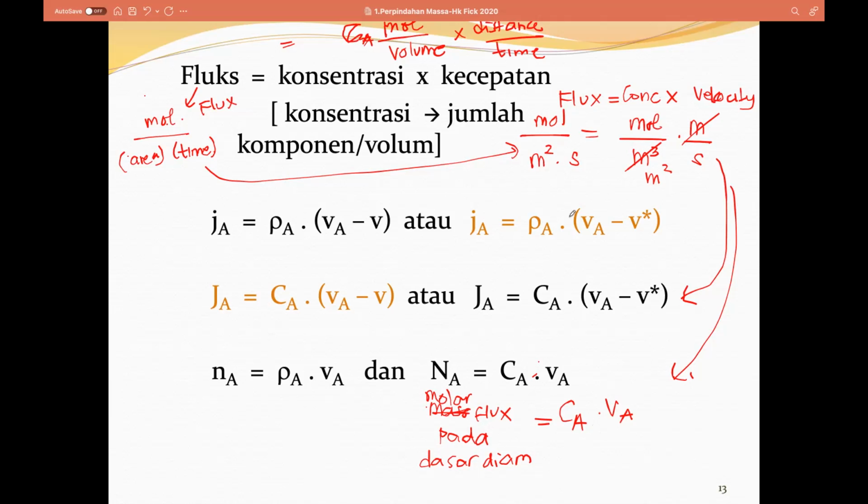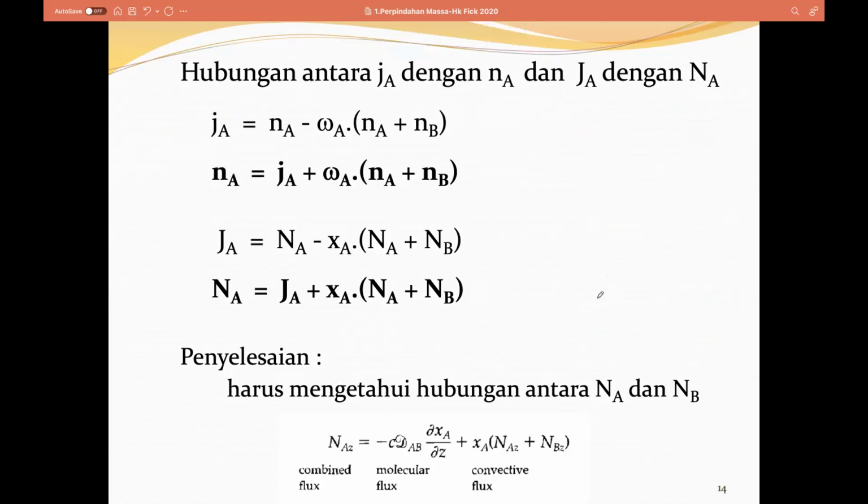In other words, in the other case, we also know JA, which is the concentration multiplied with the velocity of the substance on the basis of the stationary base, pada dasarnya. So here we have a correlation between JA and NA. We need to find the correlation between JA and NA. In a sense we find that JA, this one, we have the NA from here.